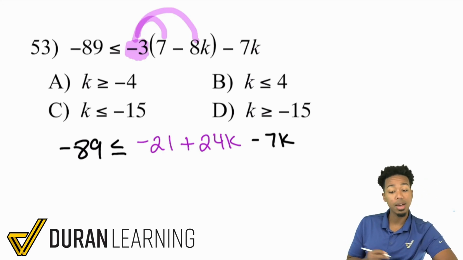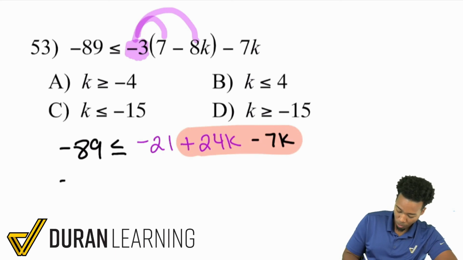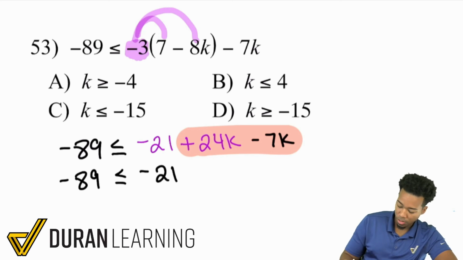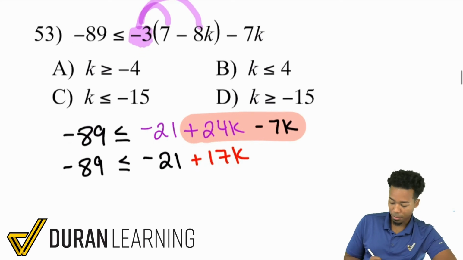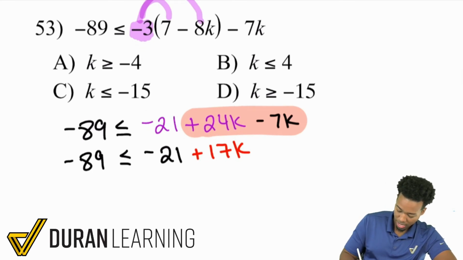So now we're going to combine like terms right over here. These two are like terms. We'll combine them. So we have -89 is less than or equal to -21. And then 24k minus 7k is going to be what? That's going to be 17k. And from here, what we're going to do next is we are going to go ahead and add 21 on both sides right here to get rid of that.